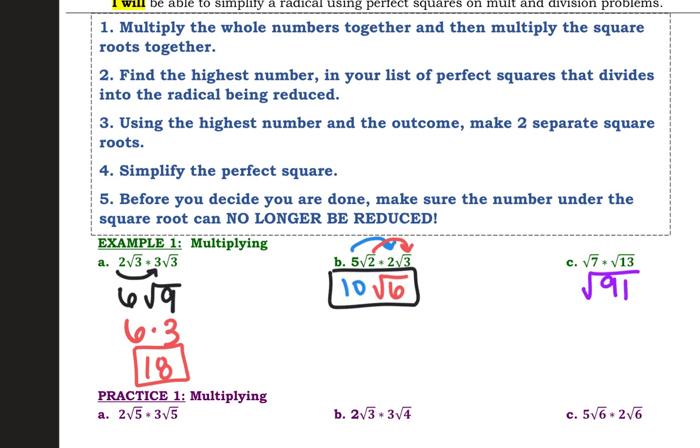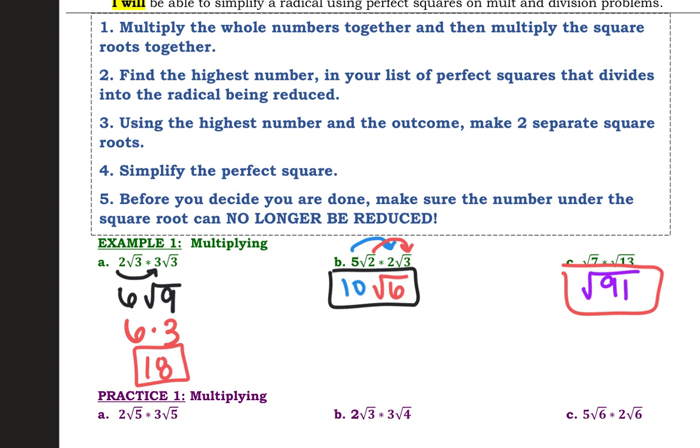No. After 7, before 7 is 6. Will 36 go into 91? No. 25? No. 16? No. 9, thank you. 9, no. And then 4. No, right? So then we're done. Nothing can go into that one.